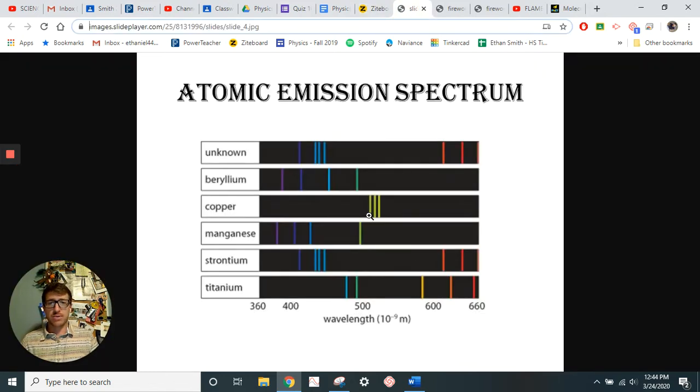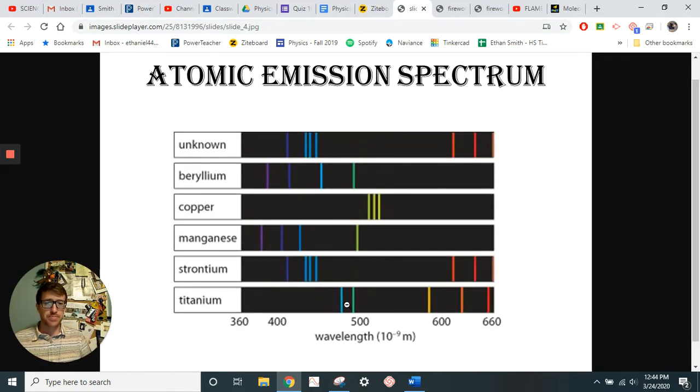It looks something like this. This is an example atomic emission spectrum for some different metals. Here we have beryllium, copper, manganese, strontium, titanium. And these little bars represent the color of visible light and the corresponding wavelength that they end up emitting. So if I heat strontium, for example, if I excite it, its electrons can jump back and forth between these specific energy levels corresponding to these wavelengths.